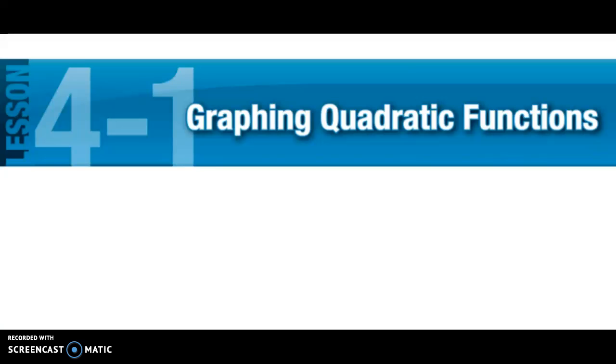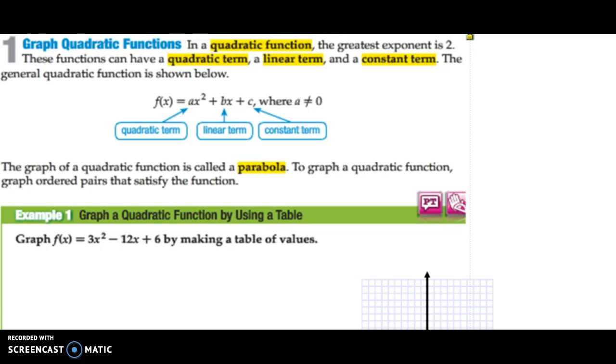Today we're going to be talking about section 4.1, which is on graphing quadratic functions. Now, what is a quadratic function? Its greatest exponent is 2, so you're going to have an x squared in it. And it's always of the form ax squared plus bx plus c, where a is not 0.